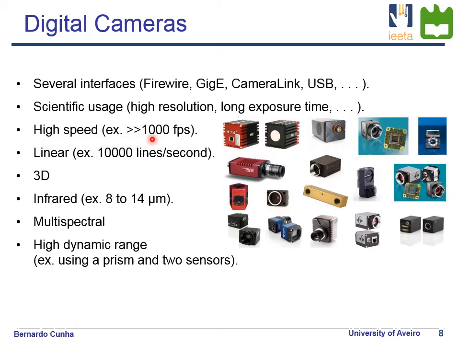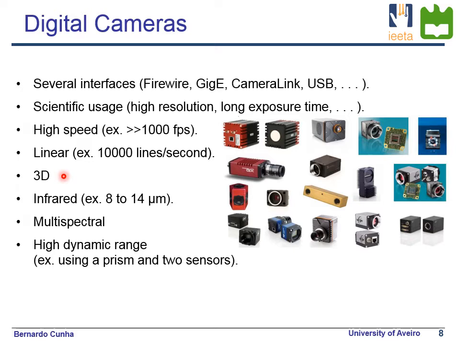You can also find cameras for a very high speed, in the order of 1000 frames per second. You already probably saw videos at very, very low speed taken by these kinds of cameras. You have also cameras which are not a matrix, but actually only a single line, so only a vector. And it's quite common in cameras like this to be able to get something like 10,000 lines per second.